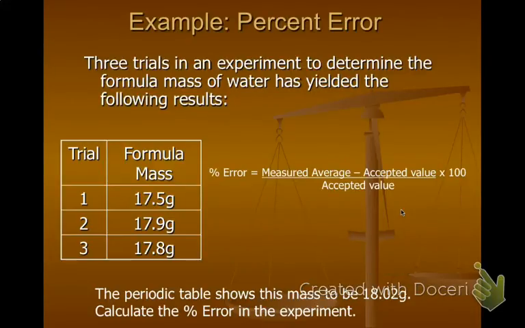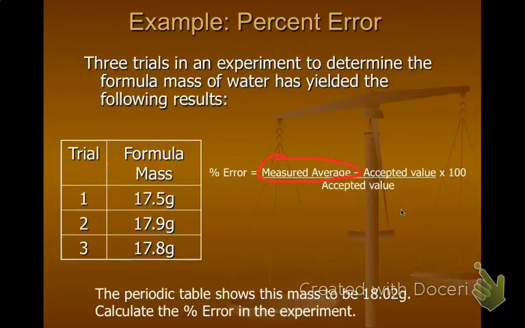All right, now that you've had some time to take a look at that, you probably realize the first thing you need to do is to calculate the average. So let's make sure we're on the right track for that. If you take 17.5 plus 17.9 plus 17.8, that gives you a sum of 53.2, but when you divide by 3, my calculator says 17.73333 repeating. Significant? I don't think so.